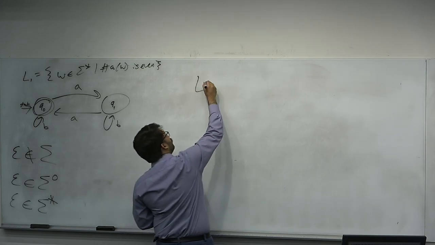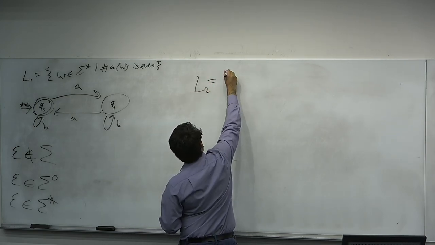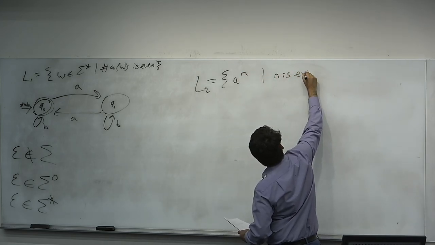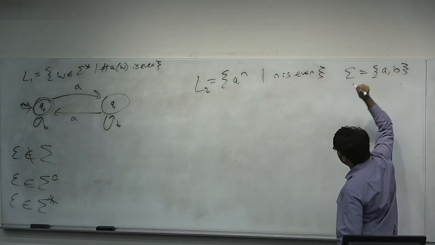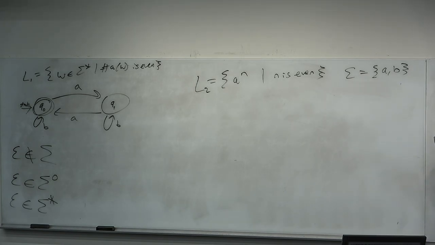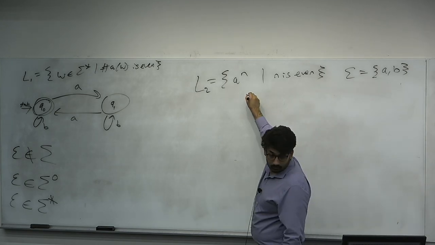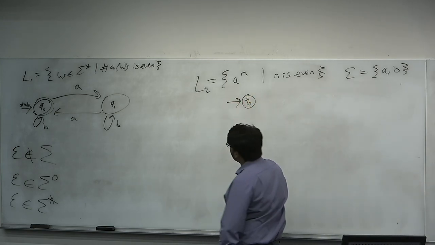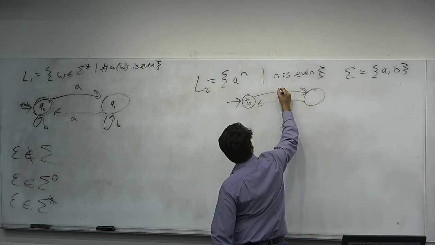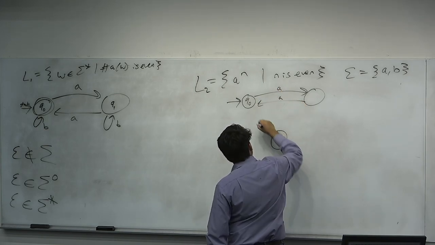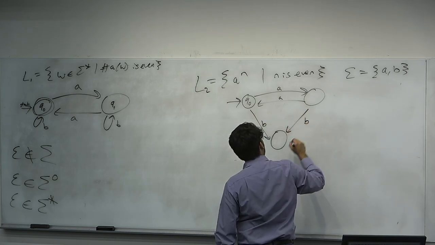Let's do another one. What is this, L3, L2? A to the n is even. And let's suppose sigma is equal to AB, and not just A. Give me a DFA for this one. So you start your start state, Q0. And then you have a second state that you're going to bounce between only with A's. Anytime you have a B, you immediately go to a trash can. And your accepting state is your start one.